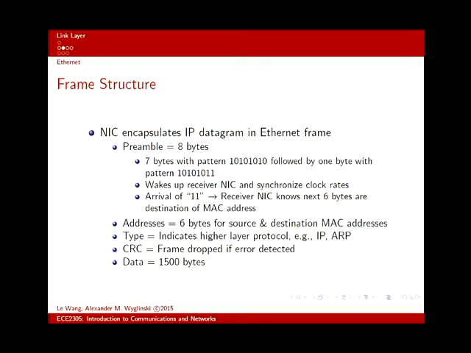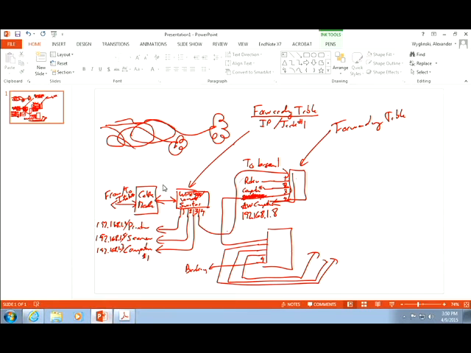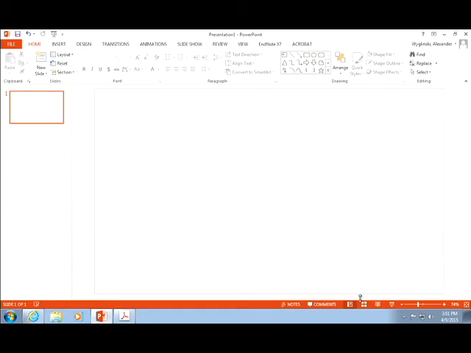Then the type. What type of protocol are we doing? Are we doing ARP, sharing IP and MAC addresses with everyone in the network? Or is it actual data? We have a CRC again. We're trying to check if there's any corruption. And then last but not least, 1,500 bytes of data. How does this all look? Well, let's see. Get rid of these scribbles and replace them with other scribbles.